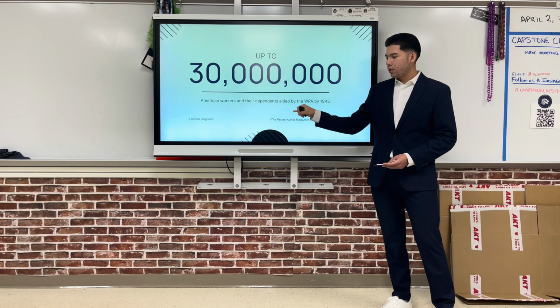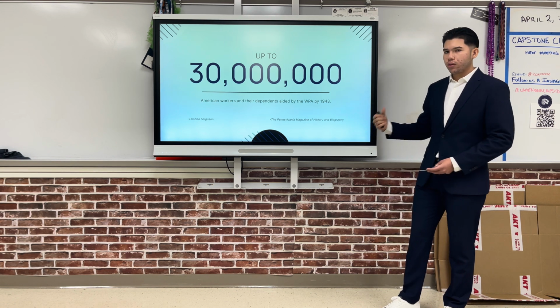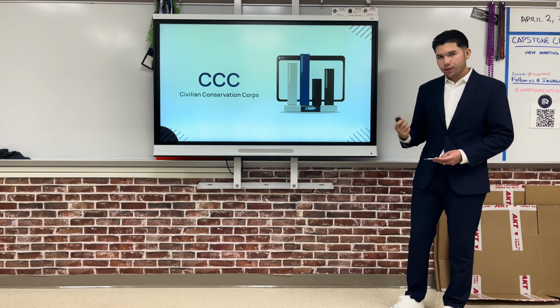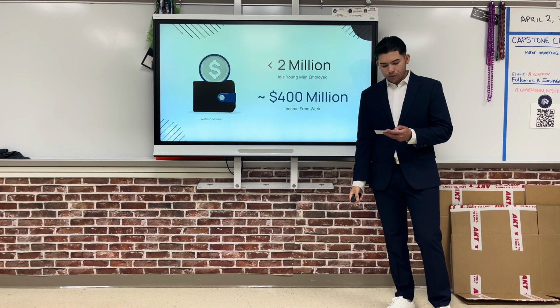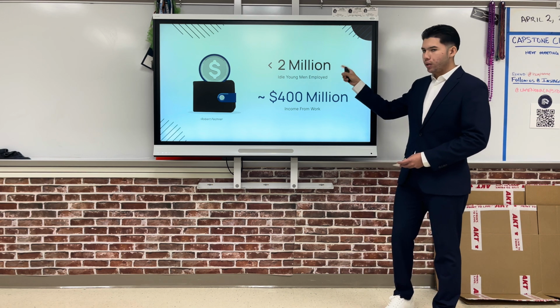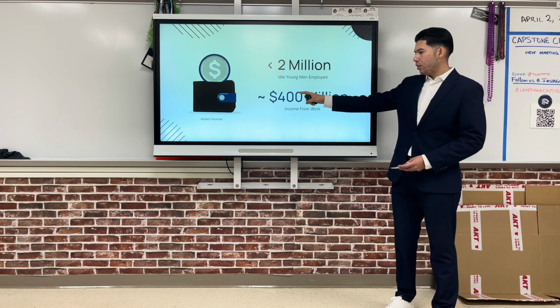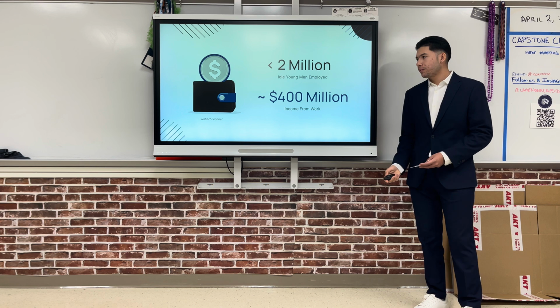According to Priscilla Ferguson, up to 30 million Americans were aided by the WPA by 1943, and this included workers and their dependents. Secondly, the CCC, which is the Civilian Conservation Corps. According to Robert Fechner, right under 2 million idle young men were employed to do public conservation projects, and these young men brought home roughly $400 million in income.